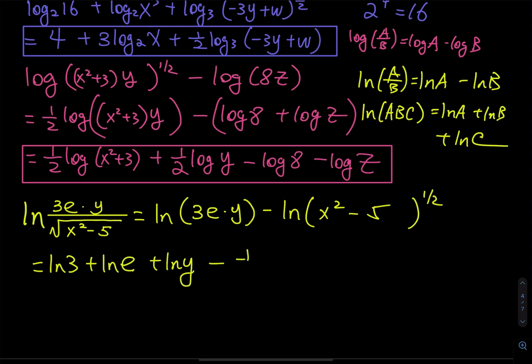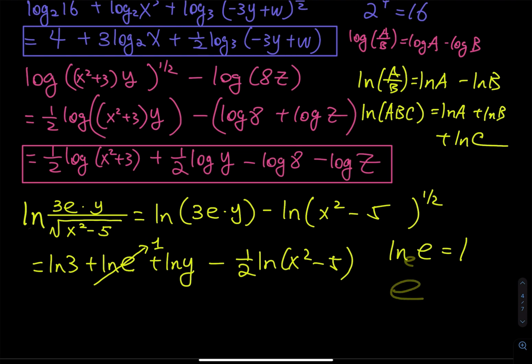And then you bring the 1/2 down, and then ln of x squared minus 5. Well, what else can we do? The ln e is equal to 1. I would like to do this: ln e goes to 1. I do that a lot. So ln e is equal to 1 because there is a base e right over here. So this base e raised to the first power is equal to e. That's why. Okay, last step.